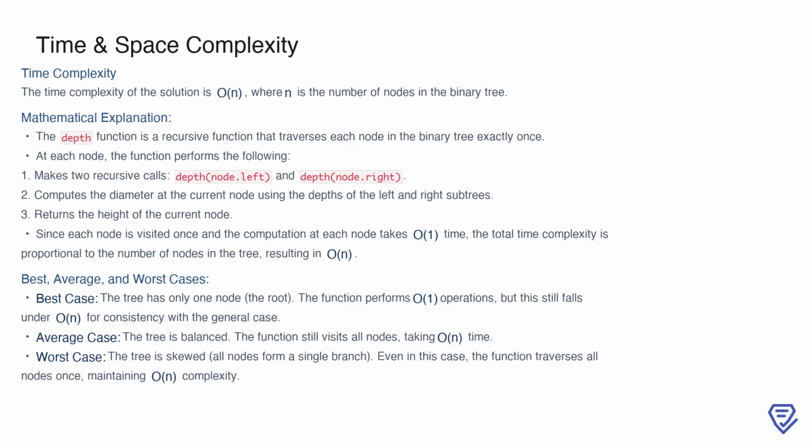Then, it uses these depths to compute the diameter at the current node. Finally, it calculates and returns the height of the current node. Since these operations are constant time, O(1), and every node is visited only once, the total time complexity scales linearly with the number of nodes, resulting in O(n). Whether the tree is balanced, skewed, or consists of just a single node, the number of nodes dictates the time complexity, making this consistent in the best, average, and worst cases.